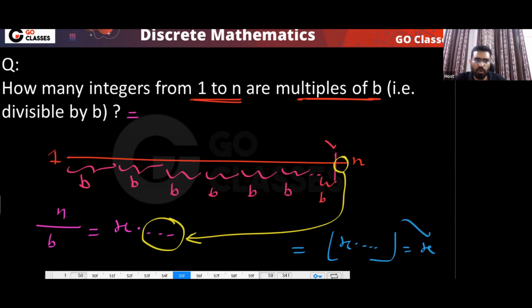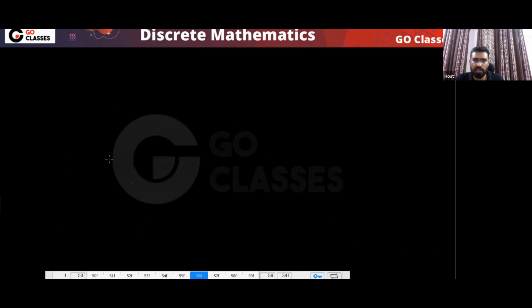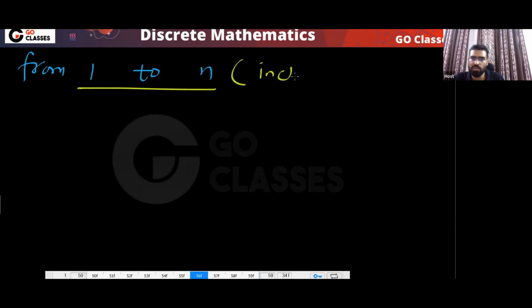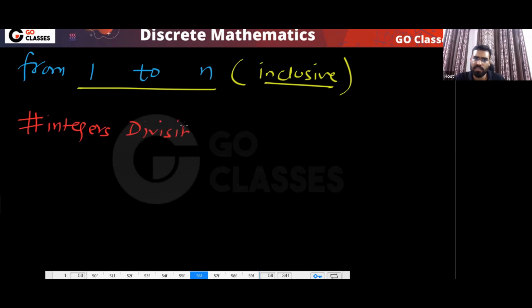So you can take the direct formula. The direct formula is, from 1 to n, how many are divisible by b? That is floor of n by b. This is the direct formula, and this formula is very important. So remember, from 1 to n inclusive, meaning including 1 and n, the number of integers divisible by b will be n divided by b, floor.